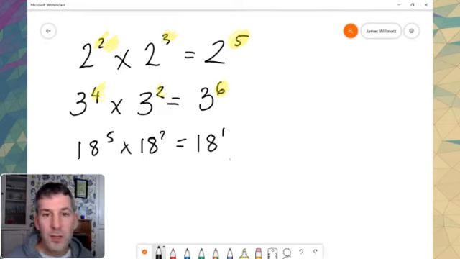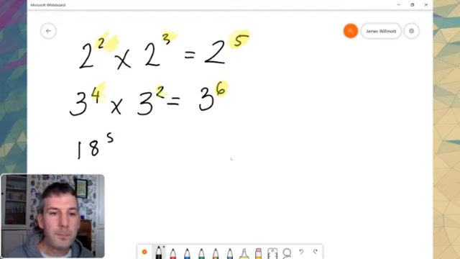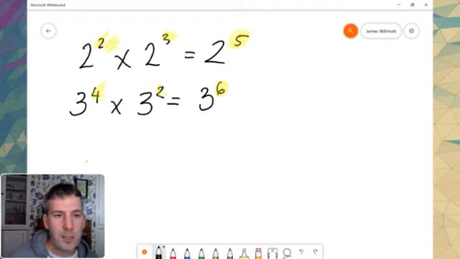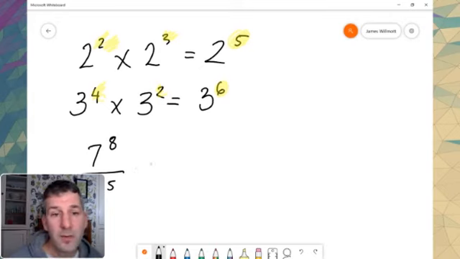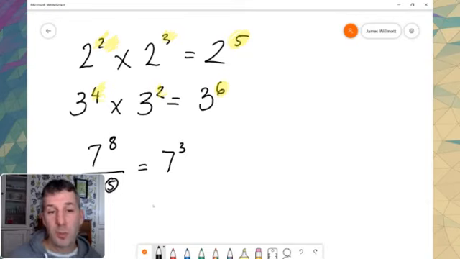If you're dividing, you do the opposite. You subtract them. So let's say we had 7 to the power of 8 divided by 7 to the power of 5. It looks like a fraction, but that just means divided. We just subtract the index number at the bottom from the one at the top. So that would be 7 to the power of 3, or 7 cubed, we could say.